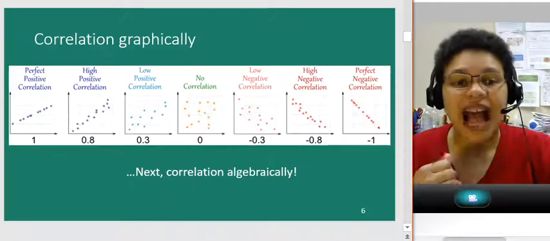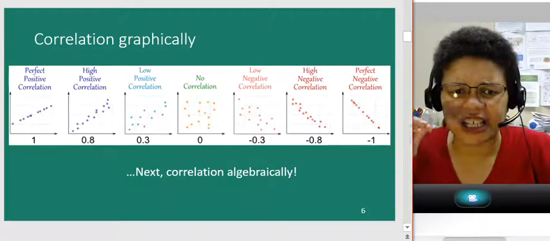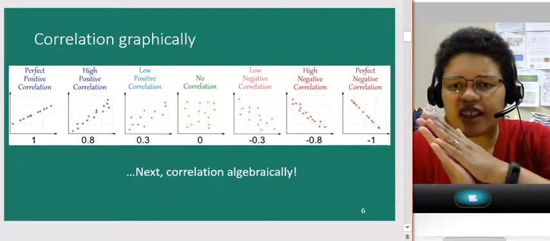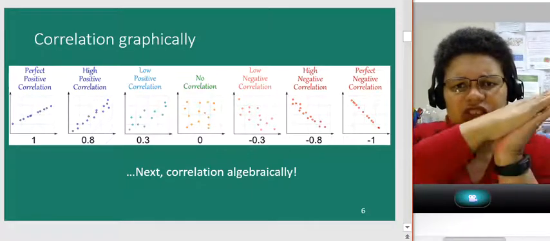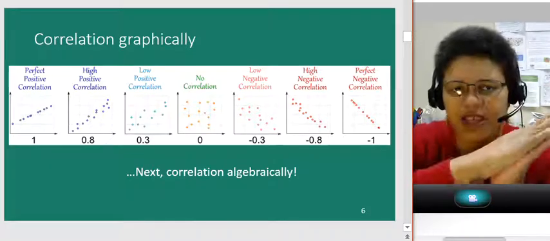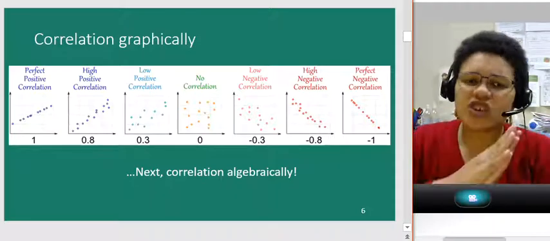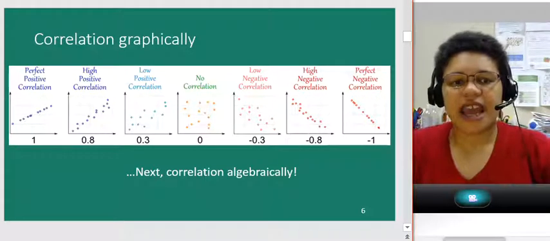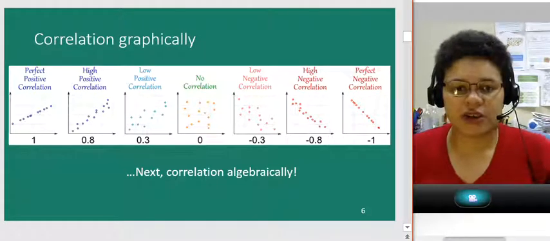High positive correlation means you can see that there's a line there. There's definitely a strong trend. But the dots aren't making a perfect line. So it's a high positive correlation. You can see a line, but it's not making a perfect line. And so in general, when one thing goes up, the other thing goes up.